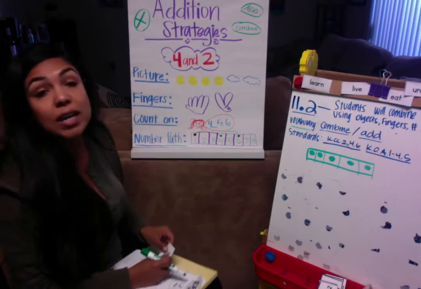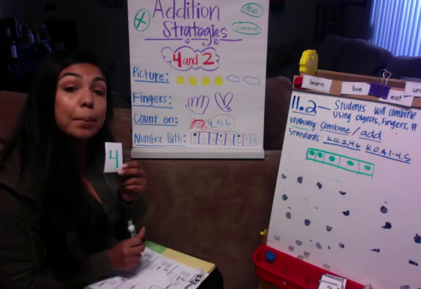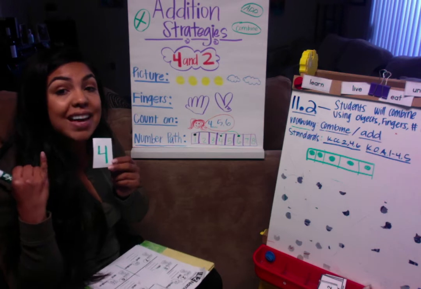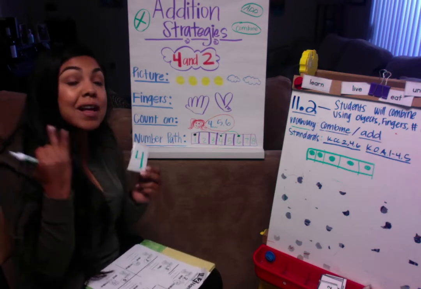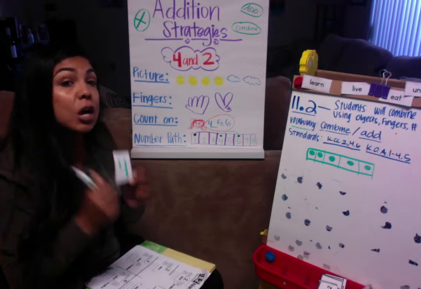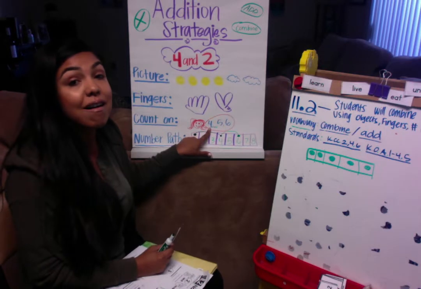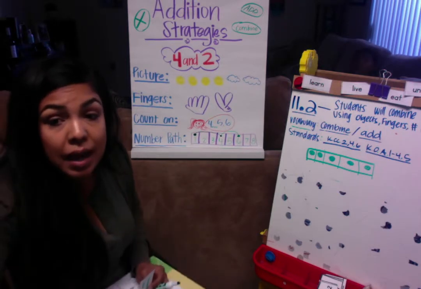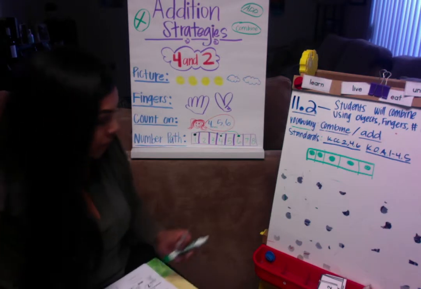Count on. So this is our strategy on counting on. Miss D has 4. She needs to add, or combine, 2 more. So I'm going to say 4, 5, and 6, because I only need 2 more. Good. So I know that combining my numbers will get me what I need. And all I need to do is count on. Okay? So what I want you guys to do is we're going to do a fun little activity.